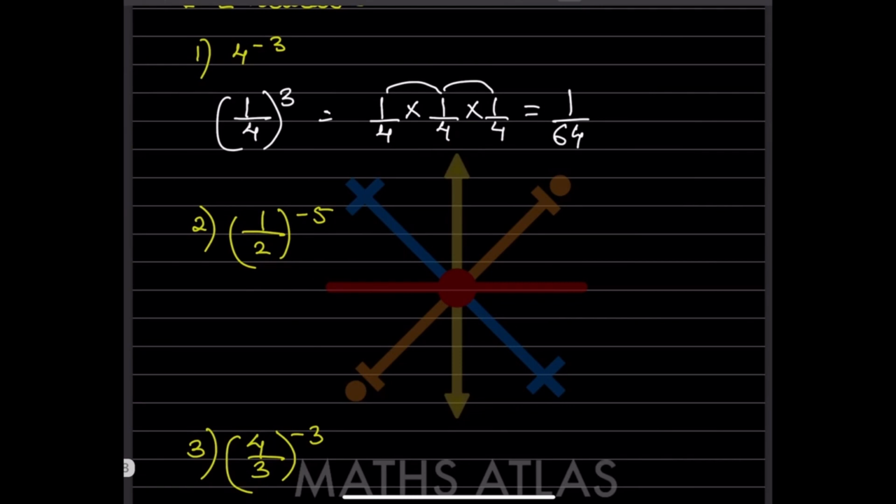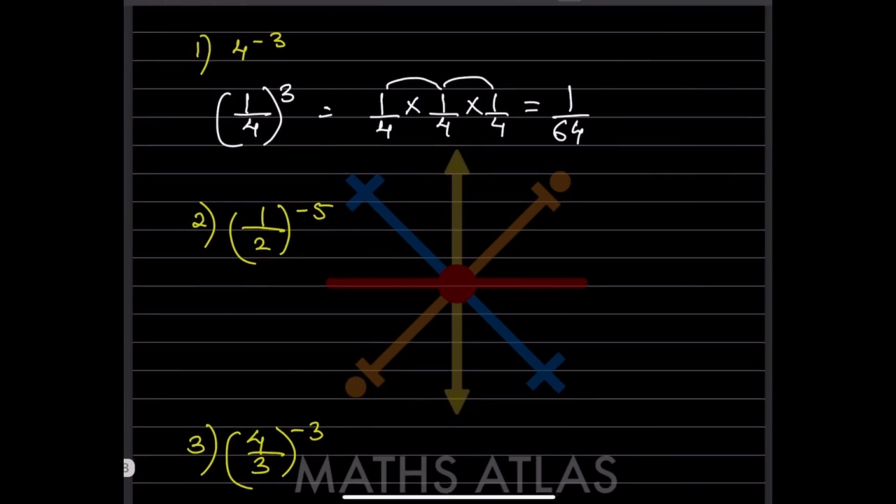Now here what are you going to do? 1 by 2 raised to minus 5. So we are going to make the exponent positive. So we can write this one as 1 by 1 by 2, that is 2 by 1. Instead of writing 2 by 1, we can just write 2 raised to 5. That means this is positive here. So what are you going to do? 2 you are going to multiply 5 times. So the answer will be 2 twos are 4, 4 twos are 8, 8 twos are 16, and this is going to be 32. So the answer is 32.